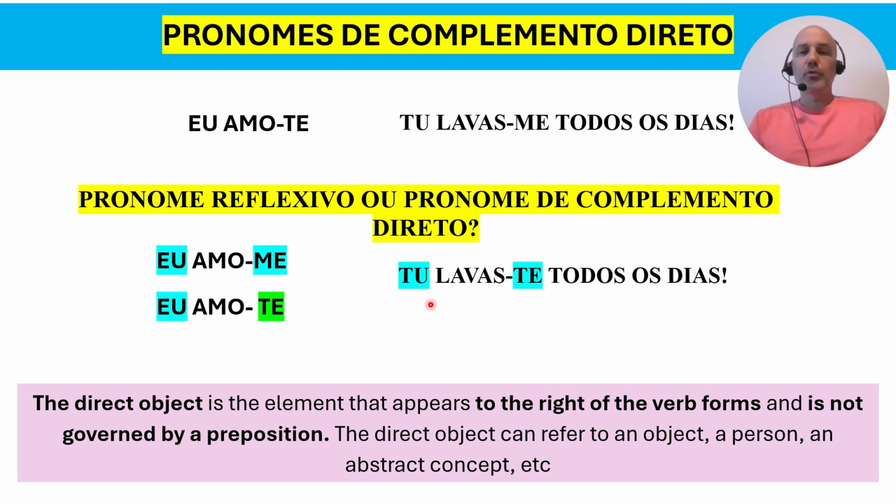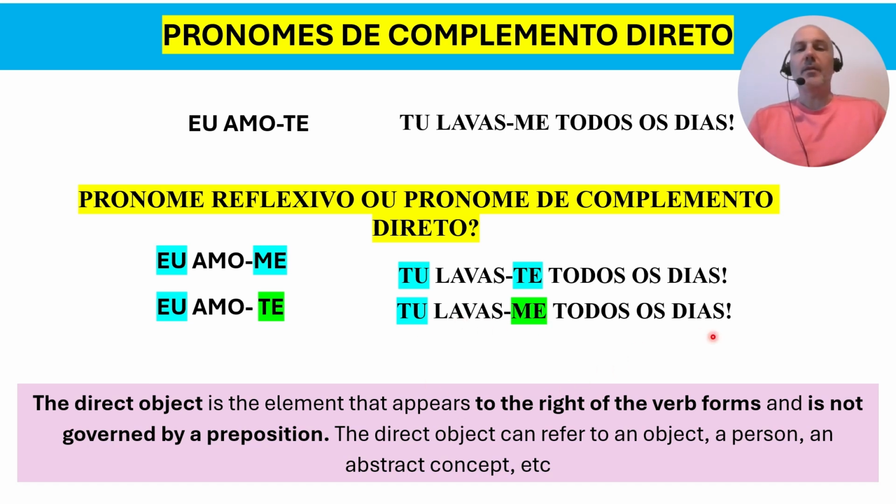Another example, tu lavas-te todos os dias, so you wash yourself every day. So this is something that you're doing to yourself, so it's a reflexive verb, but with the sentence tu lavas-me todos os dias, you wash me every day. So once again, we have here two people, you and me. So in this case, what you have, this pronoun here, right after the verb, it's the complemento direto, okay?